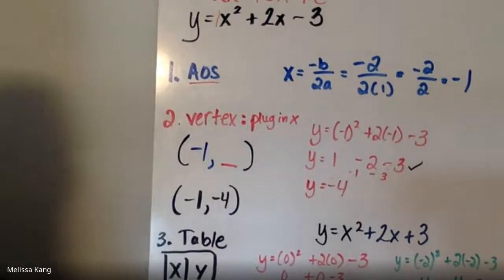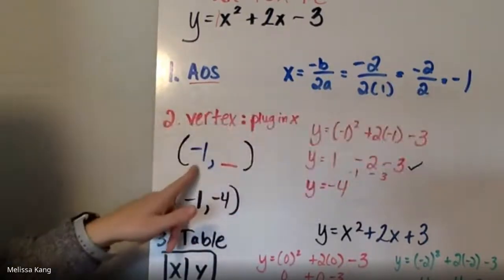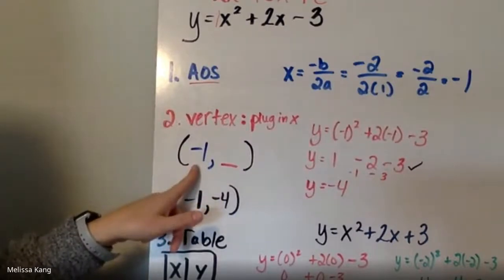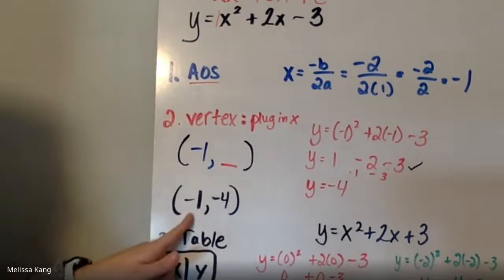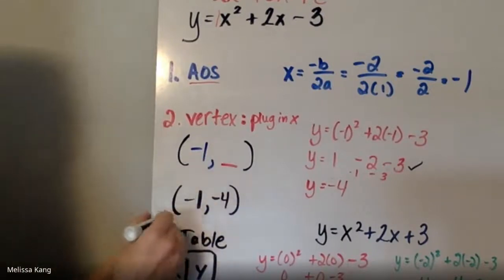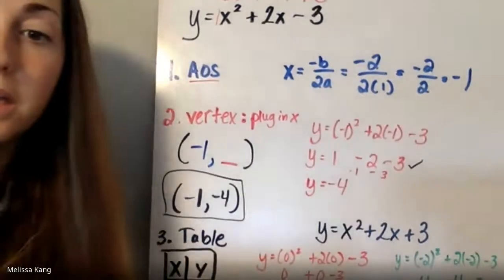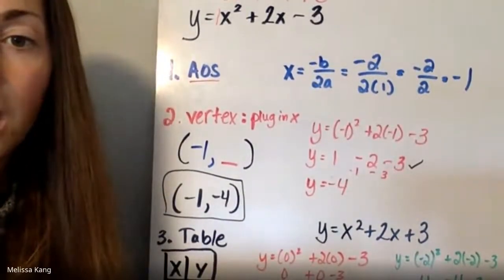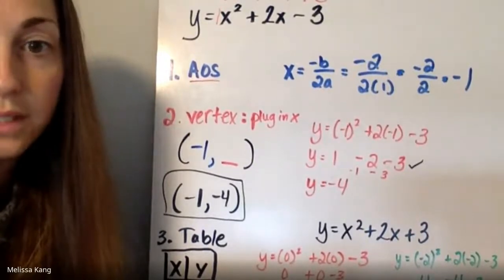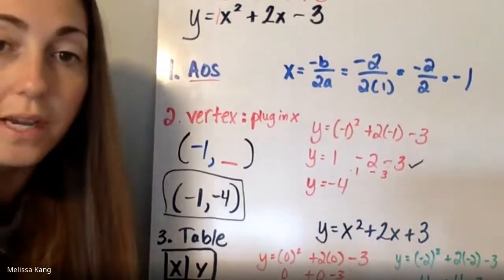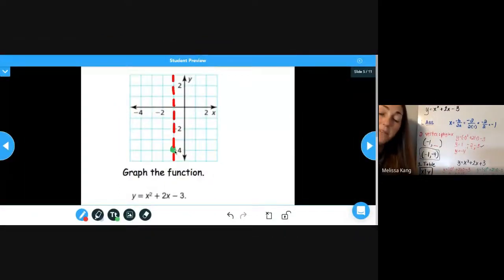Okay, and so the vertex, we already knew our x value from our axis of symmetry was negative 1. So all we needed to add was the y value, which is why I put a blank here. So our vertex is negative 1, negative 4. So now going back to the graph, I'm going to plot a point at negative 1, negative 4. Since I already have my axis of symmetry there, it should be on that. And look, the green dot, that's my vertex.